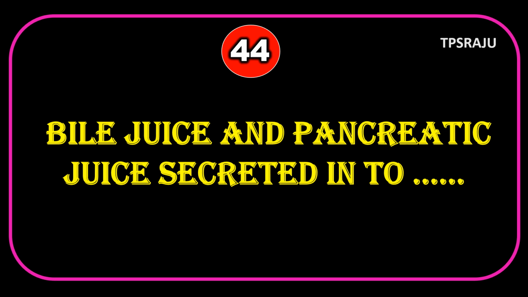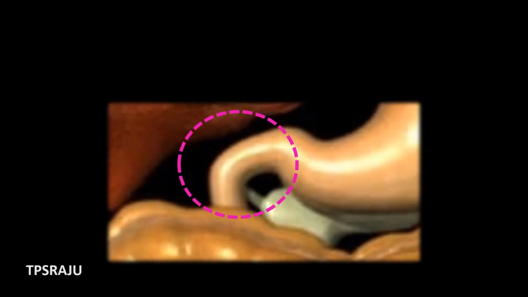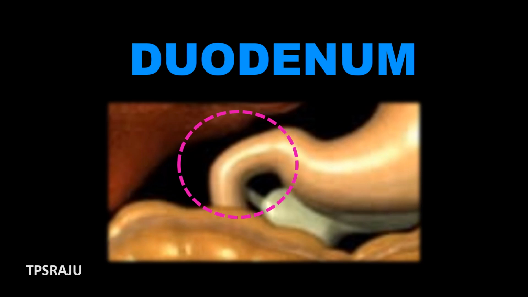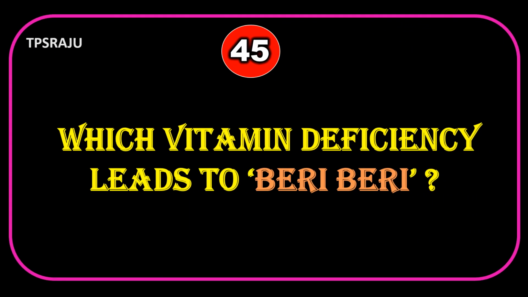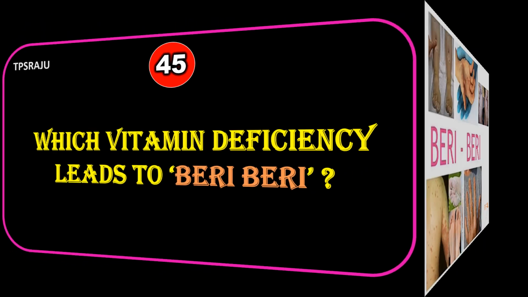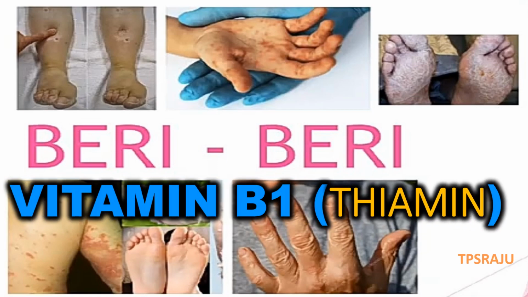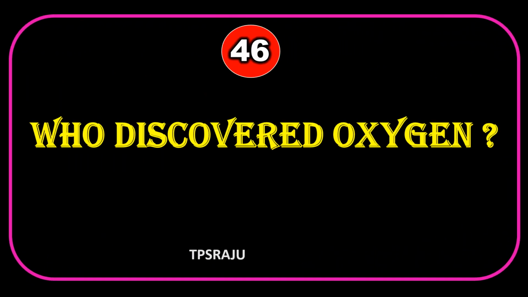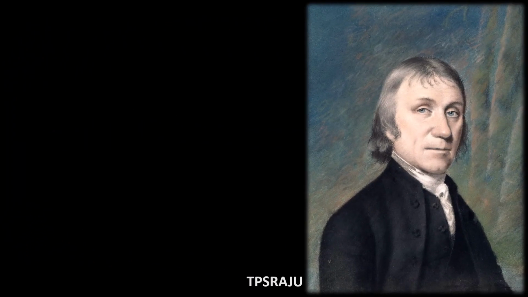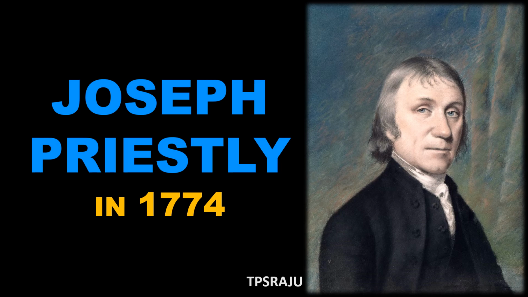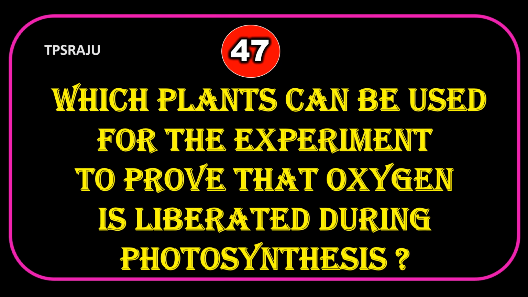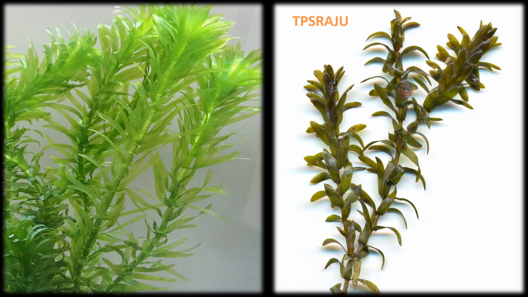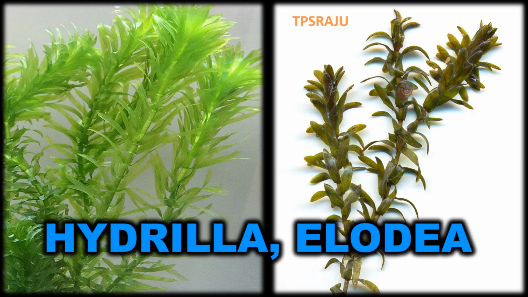Bile juice and pancreatic juice are secreted into duodenum. Which vitamin deficiency leads to beriberi? Vitamin B1, thiamine. Who discovered oxygen? Joseph Priestley. Which plants can be used for the experiment to prove that oxygen is liberated during photosynthesis? Hydrilla, Elodea.